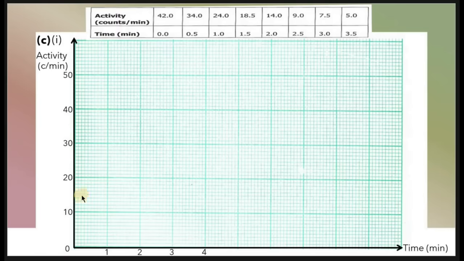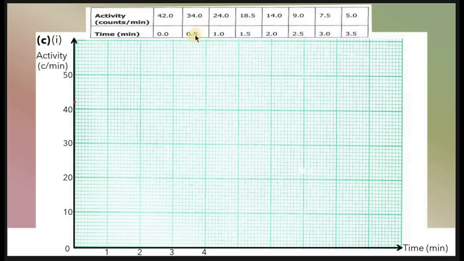So 0 is here, 40. So if this is 50, then 51, 52. Okay, this is 40. Then 41, 42 is the second line. So at the second line here, 0, 42, you plot this one.